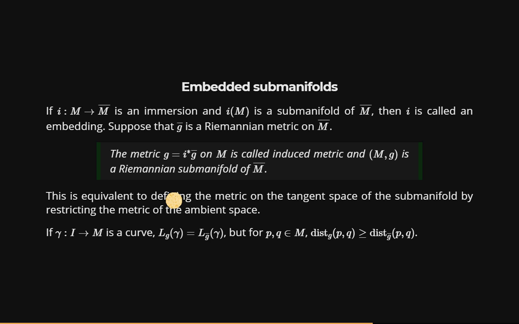Well, take the sphere, take the north pole and the south pole. The distance in Rn is twice the radius. The distance on the sphere is bigger, it is half a circle.